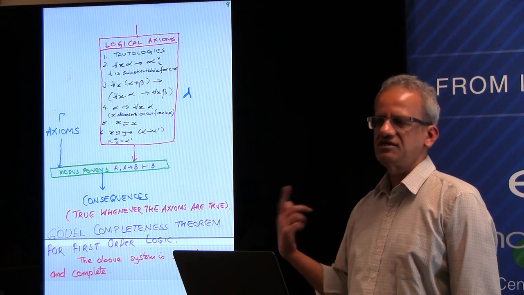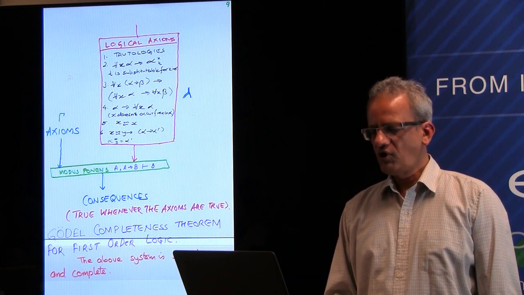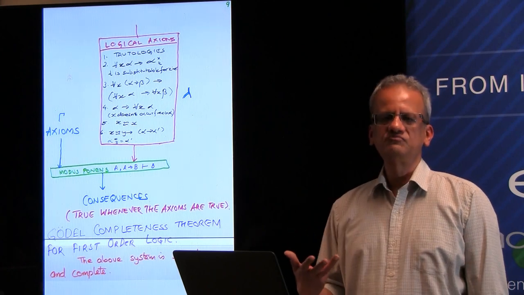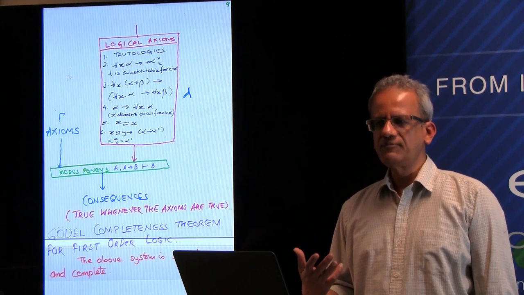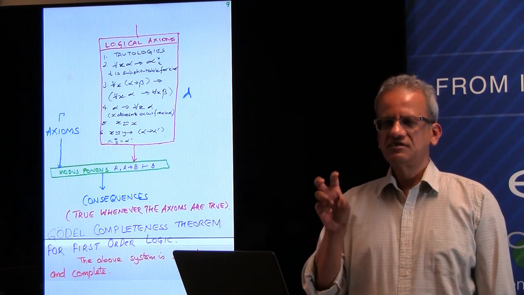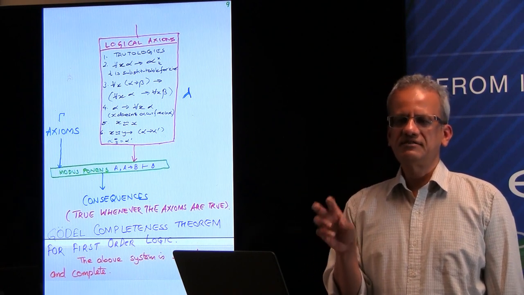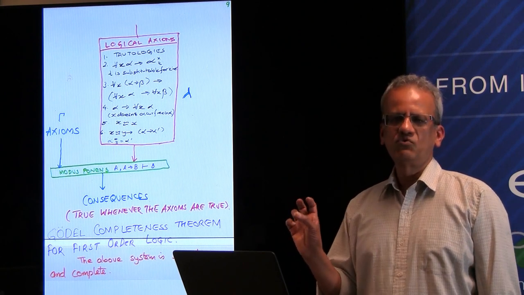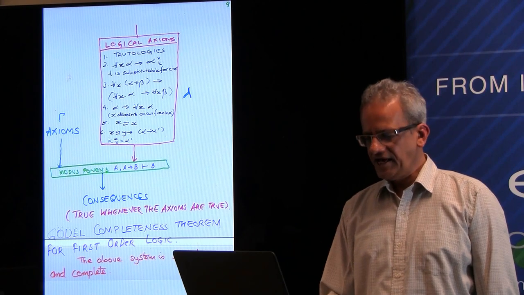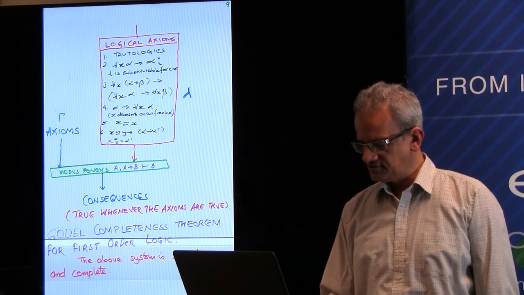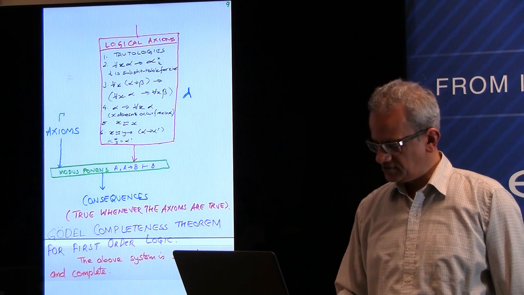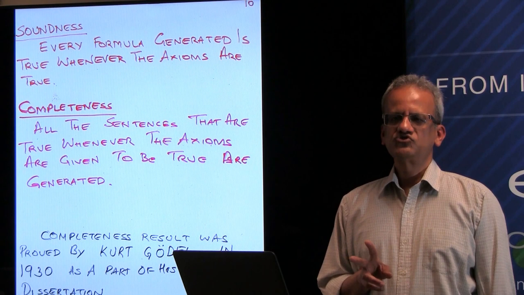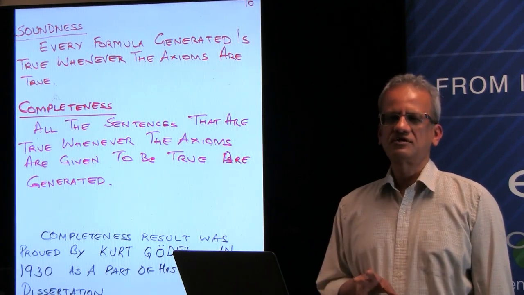Using that and our notion of proof, whatever consequences you generate are guaranteed to be a theorem. So what Gödel proved was, he first developed this entire machinery, saying that here is the inner working of this machine. And then he proved two important results. The first is called soundness, the second is called completeness.